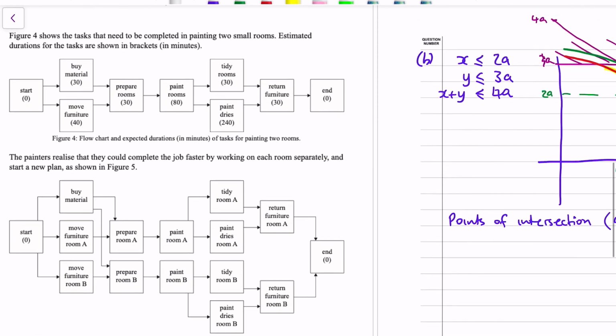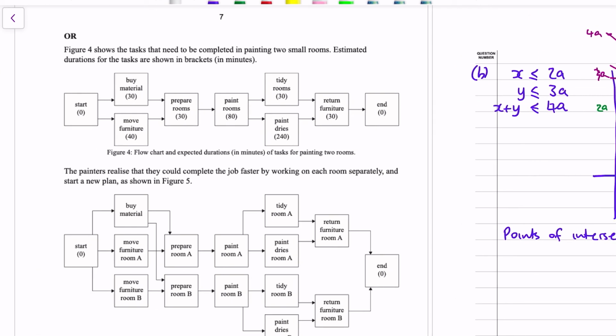Okay, the last question here, the alternative option was to do critical path, and we've got a series of tasks about painting 2 small rooms. The painters realised that they could complete the job faster by working on each room separately, and they started a new plan. Discuss how much faster the painters might complete the task and any real-world limitations that may restrict them.